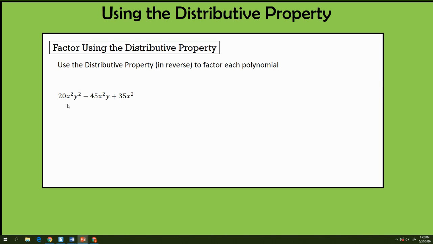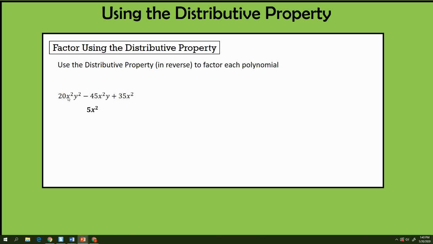This is a little bit more complicated. We still got three terms. Okay, we still find the GCF first. So what's the GCF? Well, start with the numbers: 20, 45, 35. The largest number that will divide all of them evenly is a 5. Okay, go to your variables: x squared, x squared, x squared. So they all have an x squared. That can come out. Go to the y's: y squared, y, no y. So they don't all have a y in common, so that can't come out. So my GCF is 5x squared.